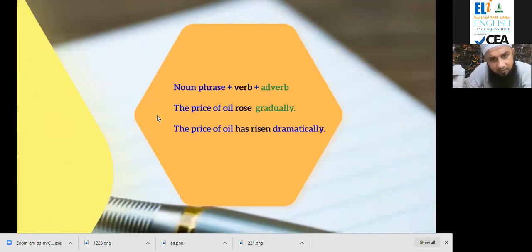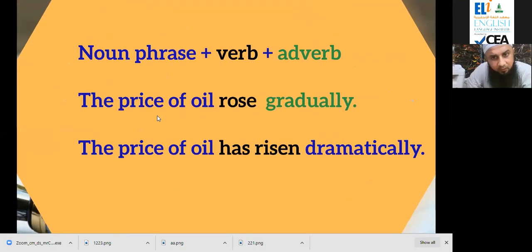And then you have another type of words, like noun, phrase, verb, and adverb, like the price of oil rose gradually, if it is the past. If they give you dates like 2001, you write in the past tense. We learn about which tense to use. If they give you a future trend, you don't have to write in the past.